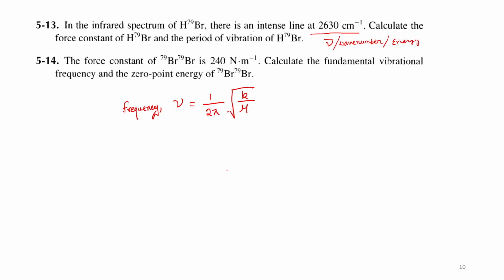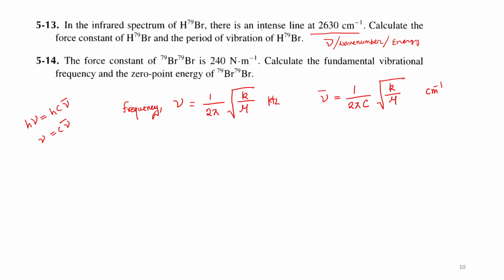So the formula is, frequency is this, and this will come in hertz, or second inverse. If you go to the wave number scale, what is the relationship between nu and nu bar? You know energy is h nu, and this is also h c nu bar, right? So you can see nu is c nu bar, so nu bar is nu by c. So nu bar is 1 by 2 pi c root k by mu. This will come in centimeter inverse unit, right?